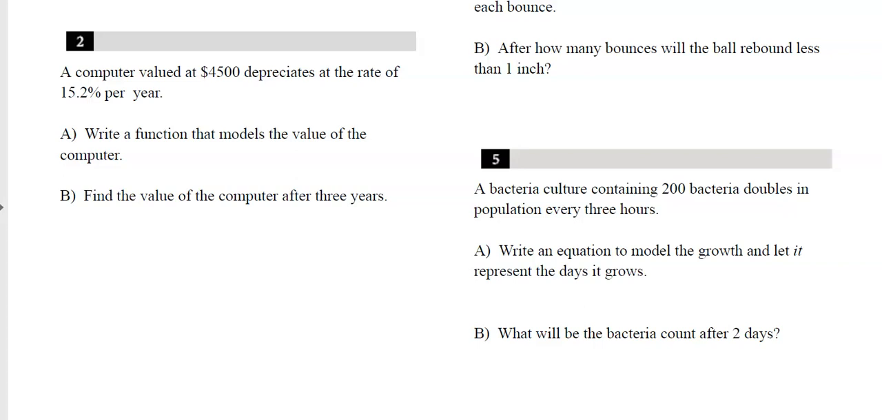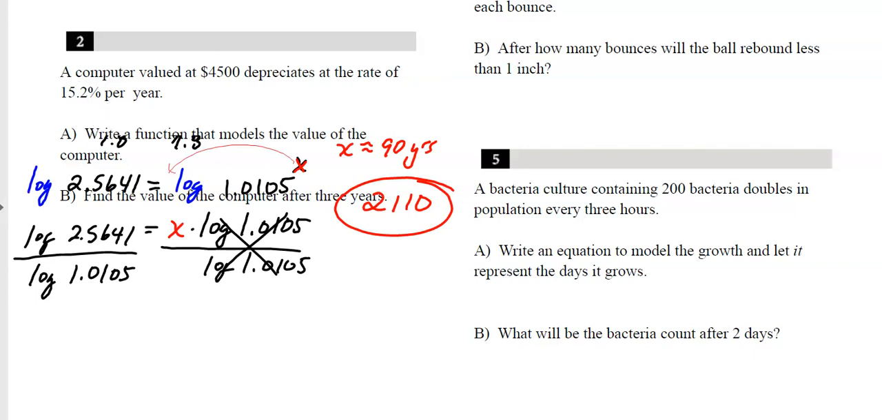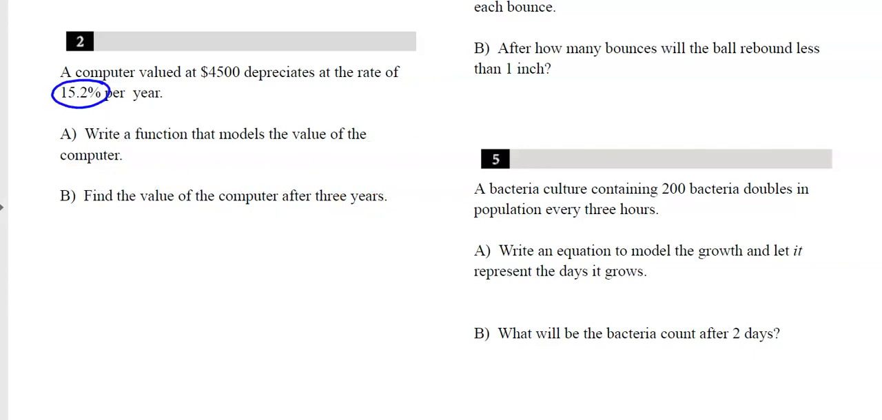Anyway, here we go, number 2. A computer valued at $4,500 appreciates at a rate of 15.2% per year. So a couple things you need to do. Change this to a decimal. So that's going to be 0.152. Remember, you just move it 2 places or divide it by 100. So for this problem, I started at 4,500.